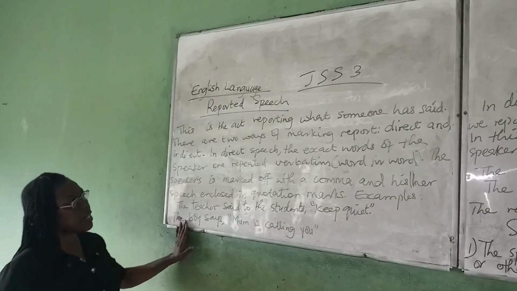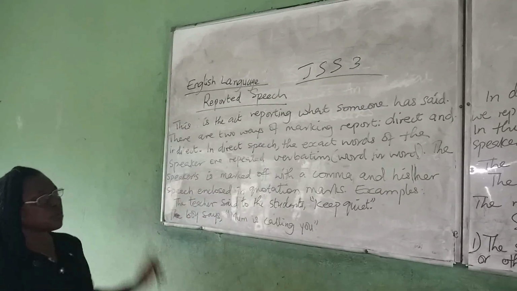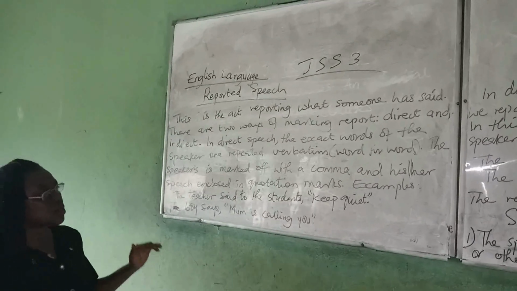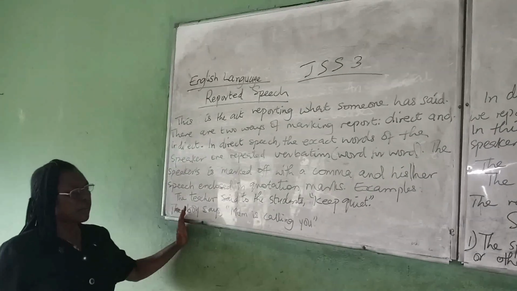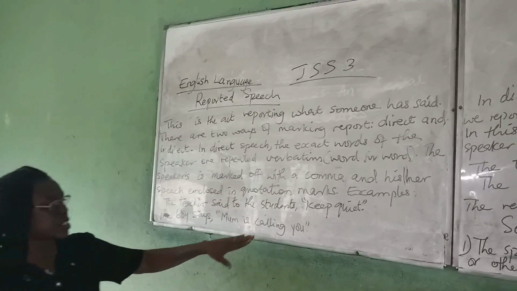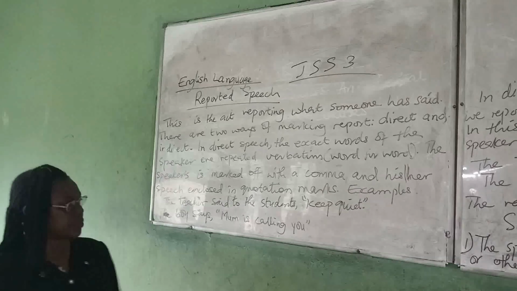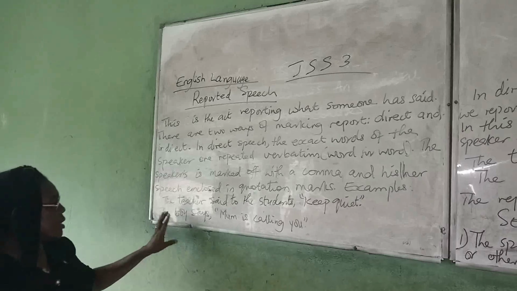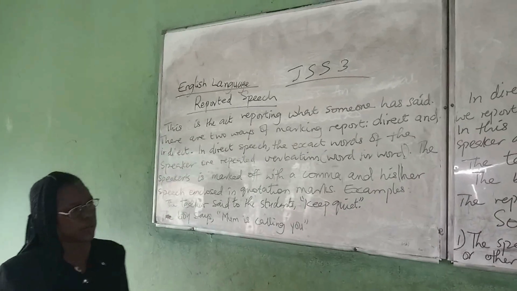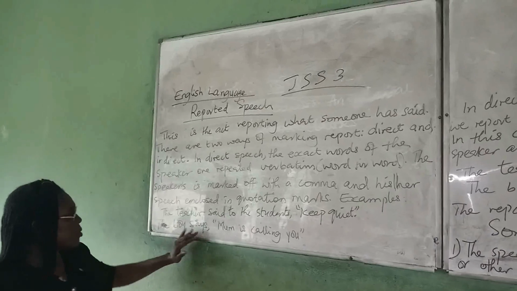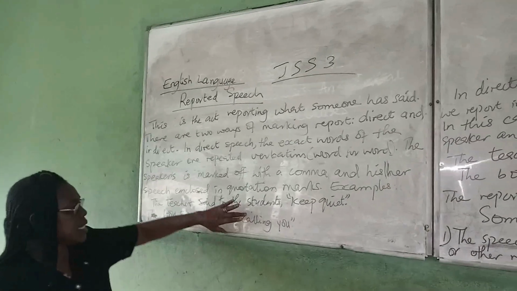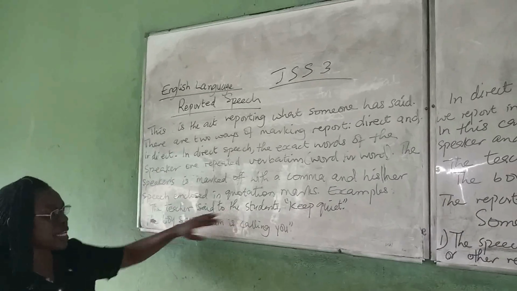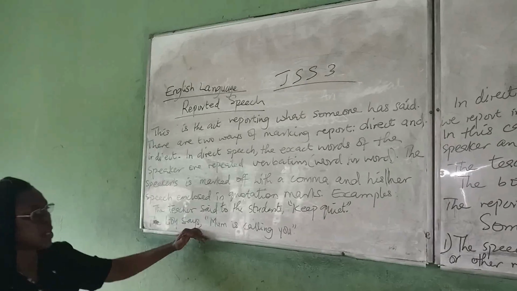So when we talk of direct report, you report in the person's words, exactly word for word what he has said. And to do that, you mark off the speaker with a comma, then enclose the person's speech in quotation marks. So here you have: The teacher said to the students, "Keep quiet." The boy says, "Mom is calling you." So here, "Mom is calling you" is enclosed with quotation marks to show that it is the boy's exact words, not the reporter's words.